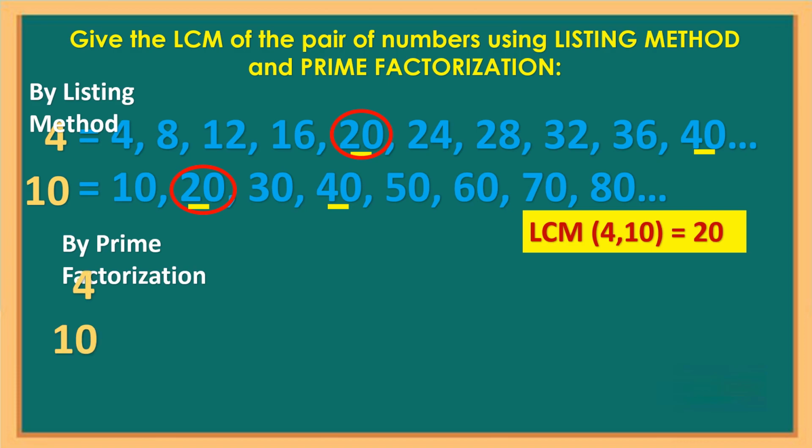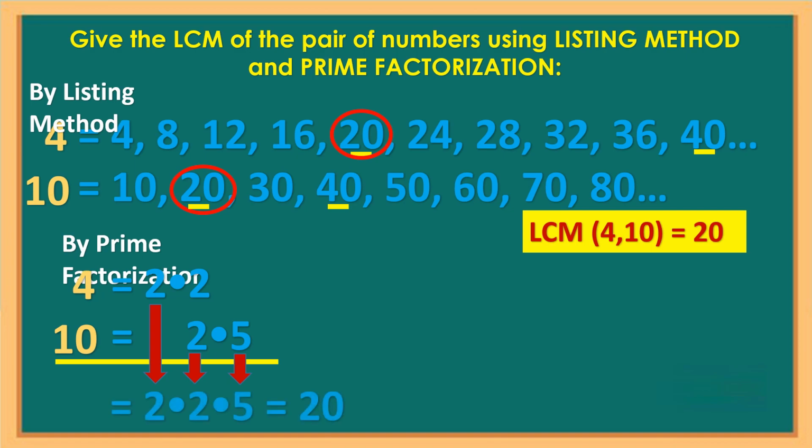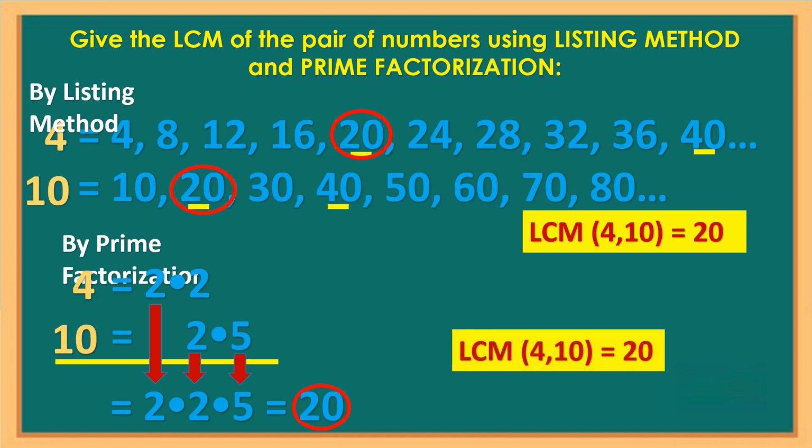By prime factorization, the prime factors of 4 are 2 and 2, so we have 2 times 2. 10, 2 and 5. 2 times 5. Let us bring down all the prime factors, so make sure that the common factors are aligned. So let us bring down 2, another 2, and the 5. So let us multiply them now. 2 times 2 is 4, times 5 is 20. The LCM of 4 and 10 is 20. We used two different methods, but we arrived at the same answer.